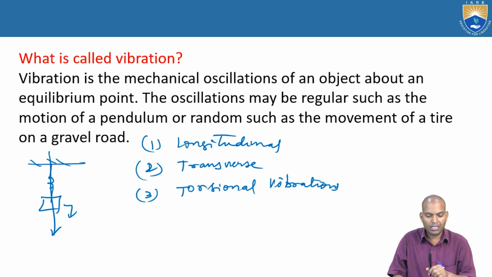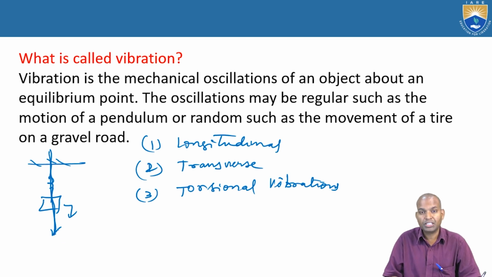If you give an initial displacement and let it go, those are free longitudinal vibrations. If you give a continuous excitation force in the direction of the axis, that is, parallel along the line, then under continuous excitation force those vibrations are known as longitudinal forced vibrations.